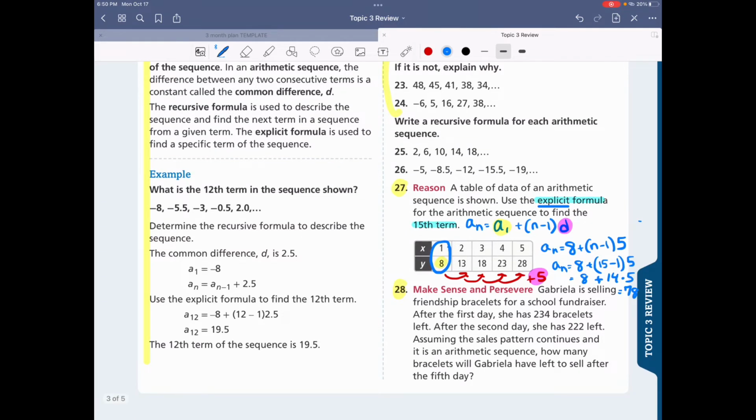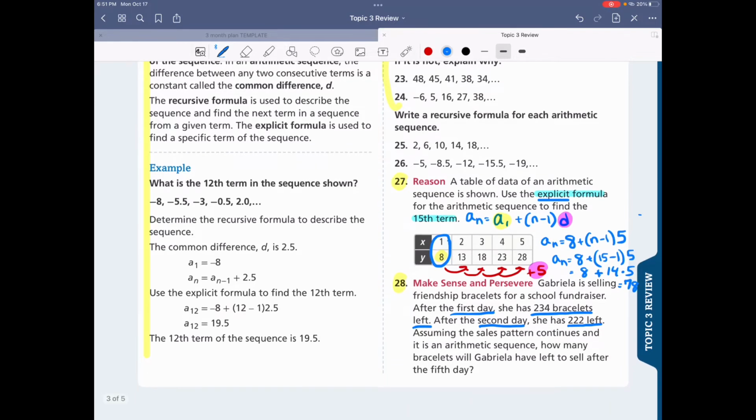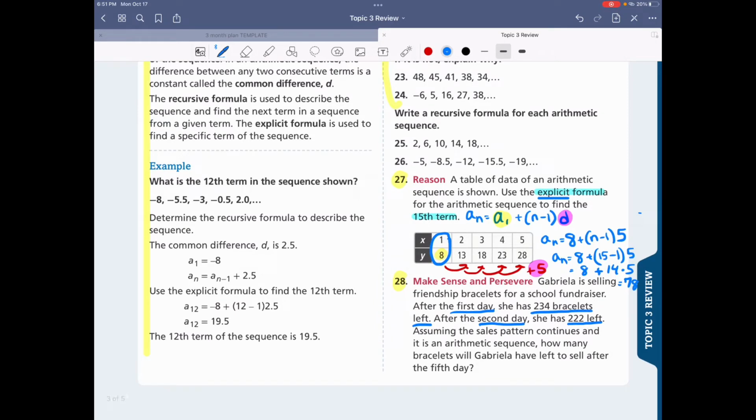For number 28, Gabriella is selling friendship bracelets for a fundraiser. After the first day, she has 234 bracelets left. So she's selling them, and now she only has 234. That's on the first day. On the second day, she sold some more, so she has 222 left. Assuming the sale pattern continues and it's an arithmetic sequence, how many bracelets will she have left to sell after the 5th day?